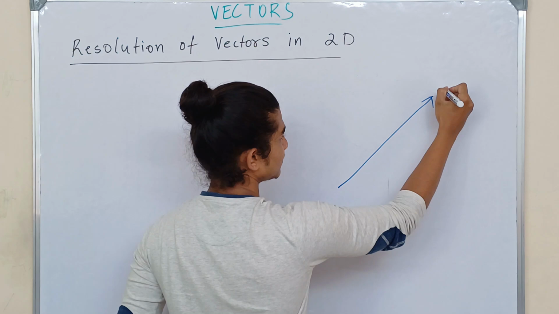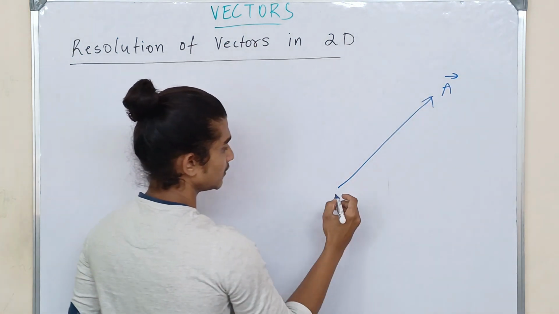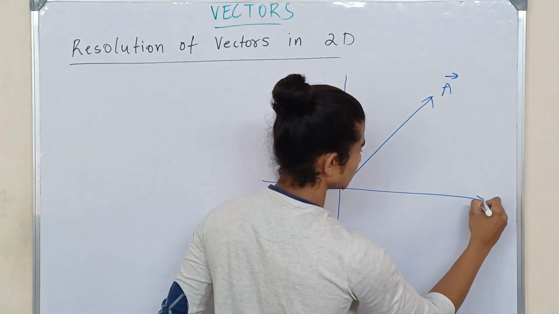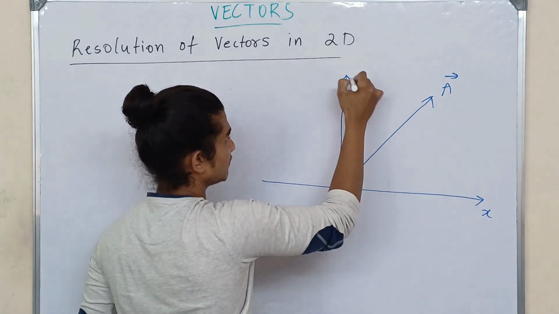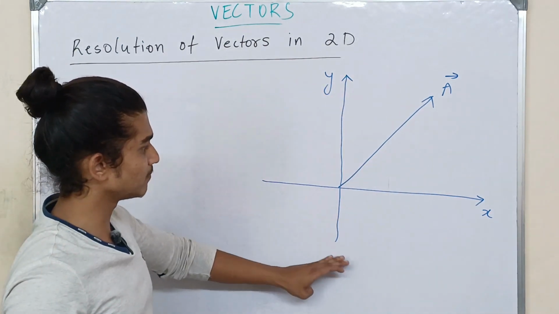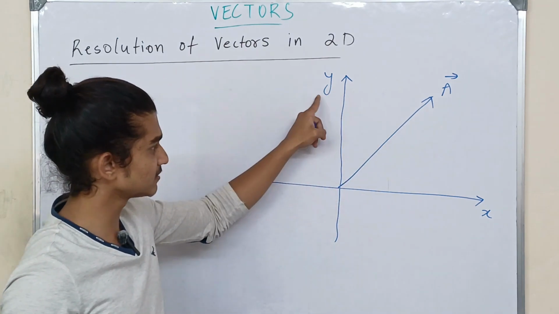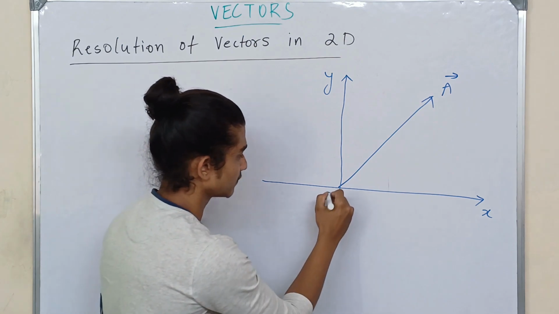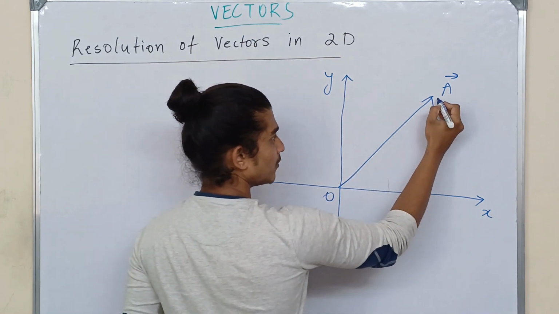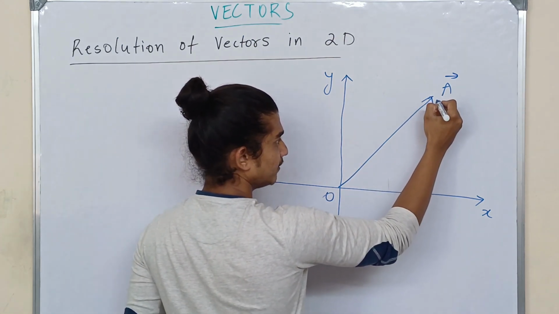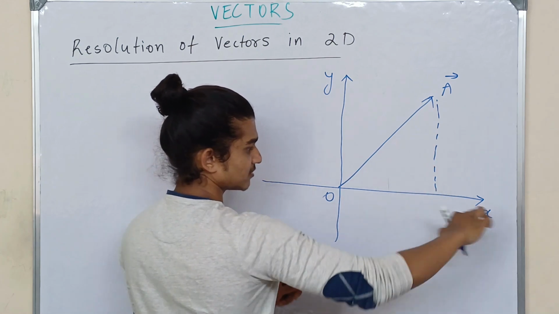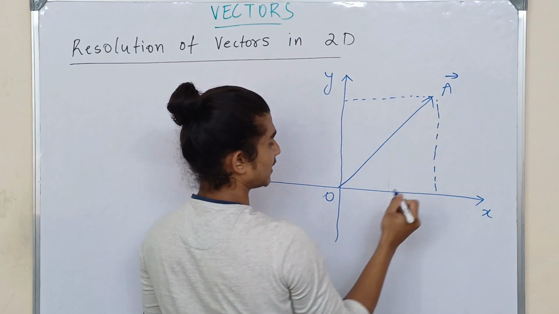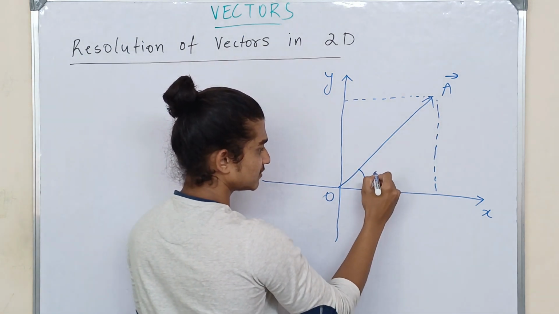So imagine you have a vector. Suppose this is vector A. So I take a Cartesian plane. As you know, the Cartesian plane represents something in the form of the xy axes. So you have the x axis and y axis, and you have taken the tail of this vector to the origin. Now if I drop a perpendicular from the tip of vector A to the x-axis, and do the same along the y-axis, and let's say the angle is theta.